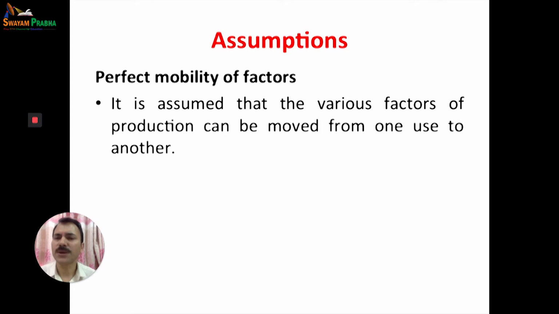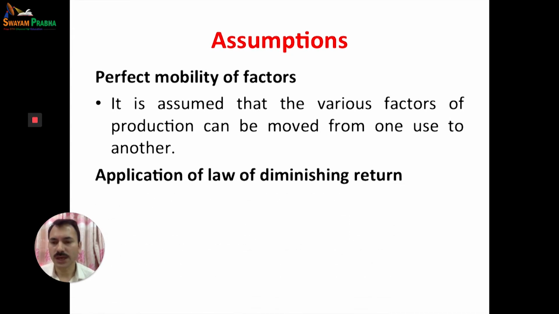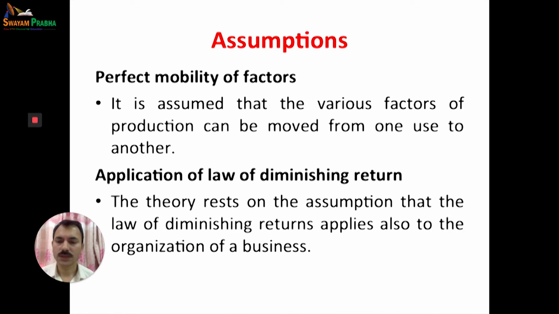Next is the perfect mobility of the factors. Factors of production are fully mobile. It is assumed that the various factors of production can be moved from one use to another. Application of the law of diminishing returns means that as more and more units of a factor of production are employed, the marginal productivity starts diminishing. This theory rests on the assumption that the law of diminishing returns applies in the organization of the business.